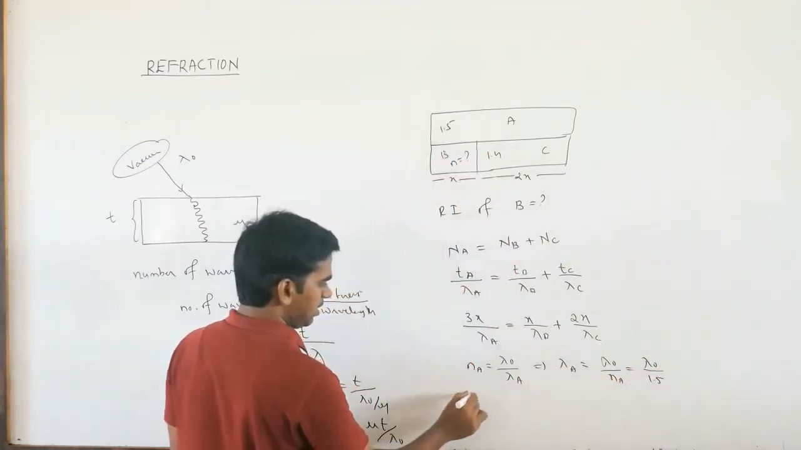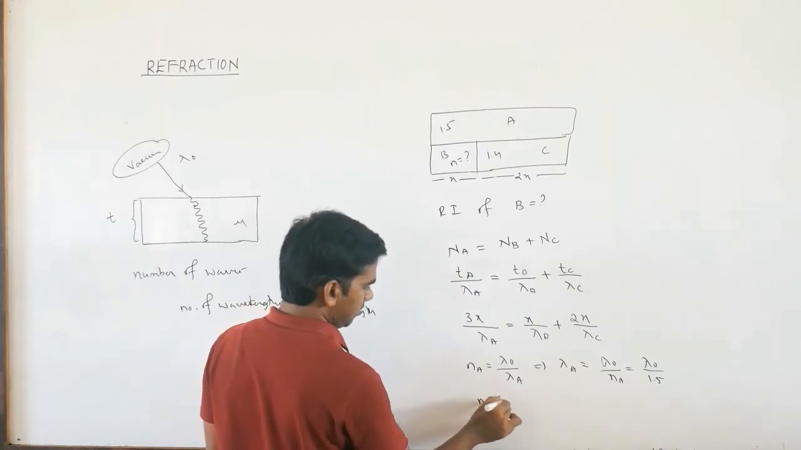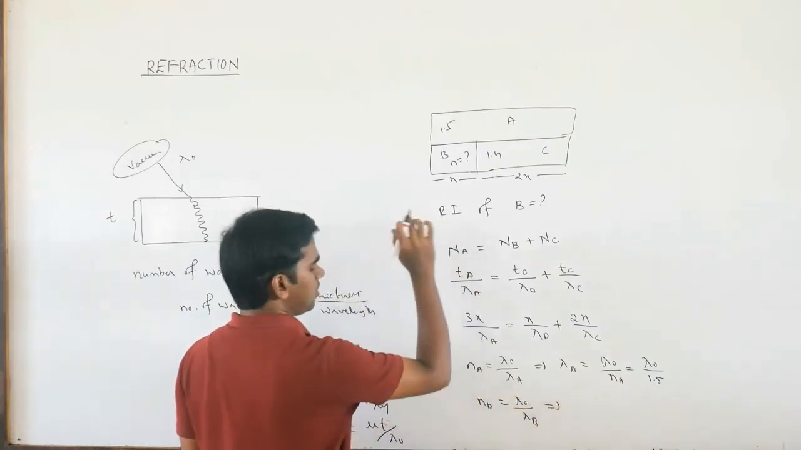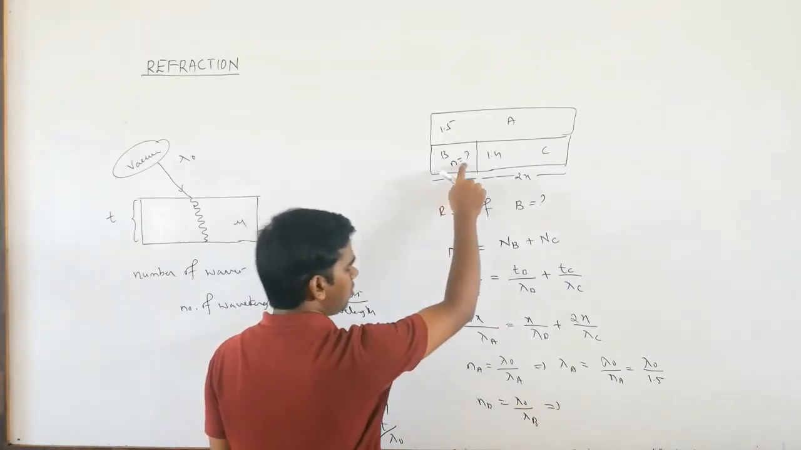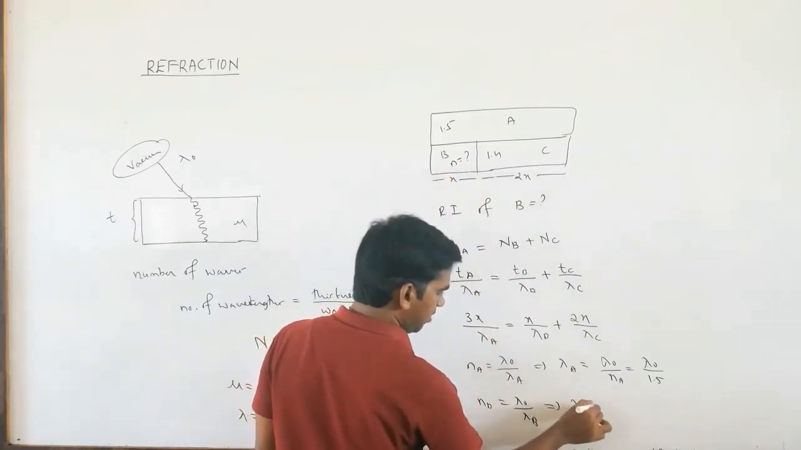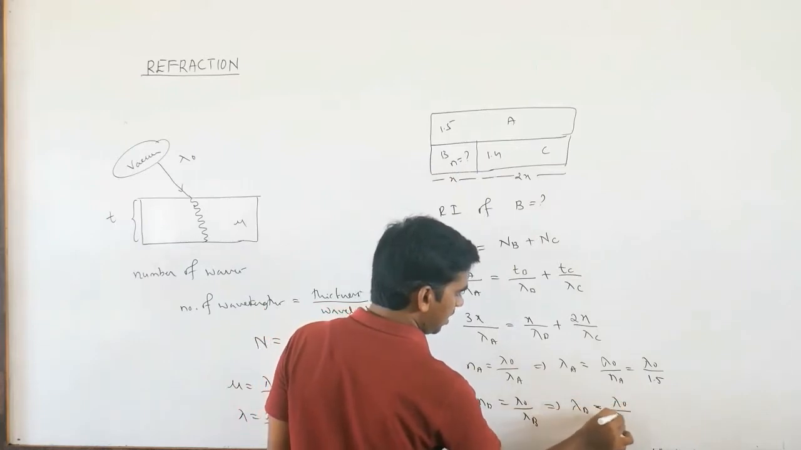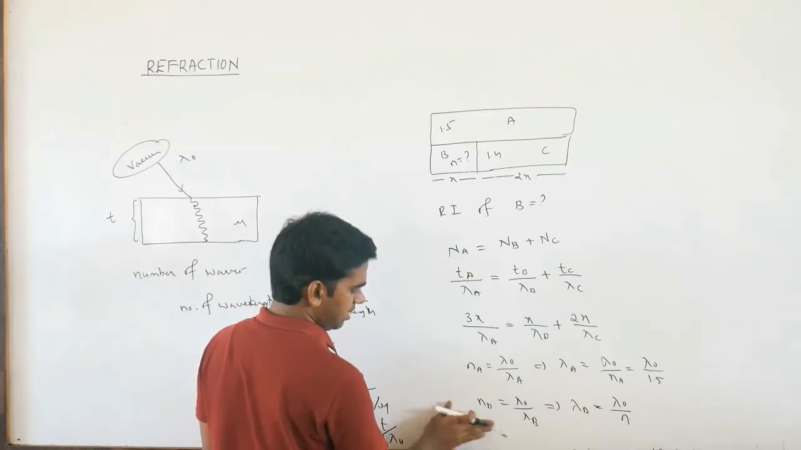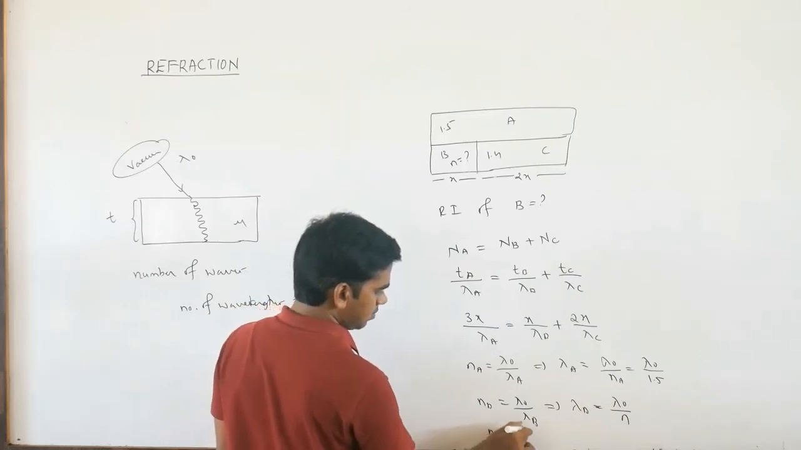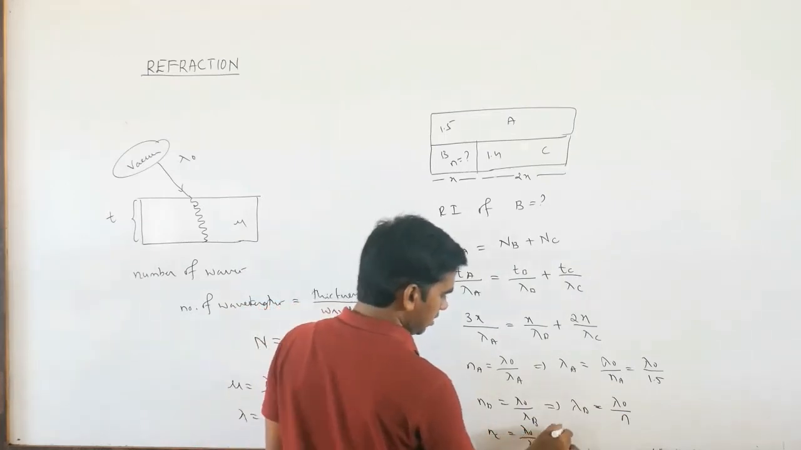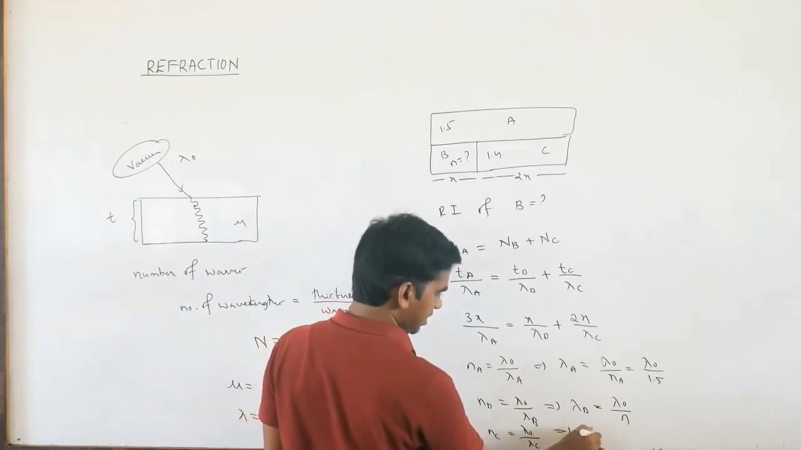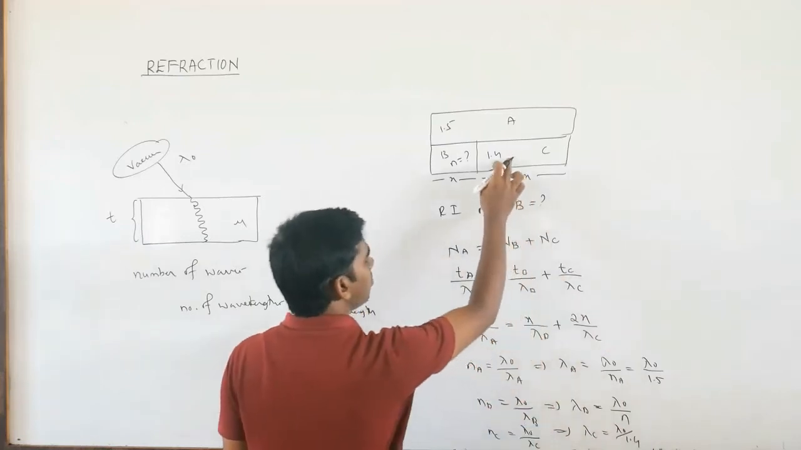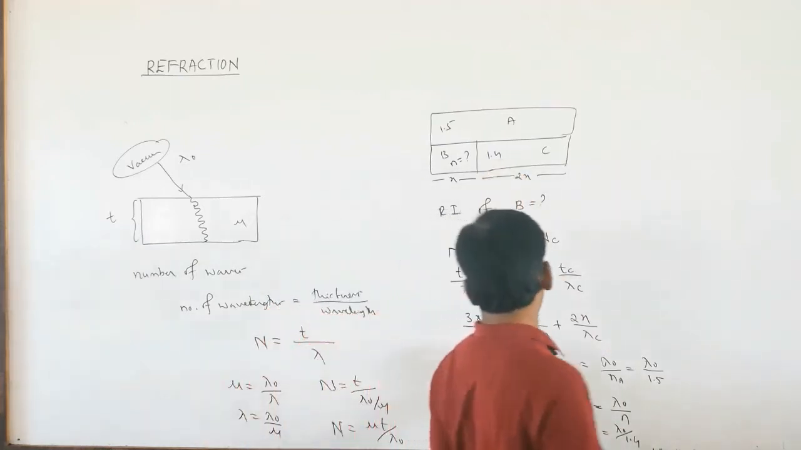1.5. Similarly, what is the refractive index of B? Lambda naught divided by lambda B. The refractive index of B is not given, we have to find it, I will take it as n. So lambda B equals lambda naught divided by n. Similarly, the refractive index of C, n of C, equals lambda naught divided by lambda C. So you can write this as lambda C equals lambda naught divided by 1.4. Okay, we will substitute in this equation.